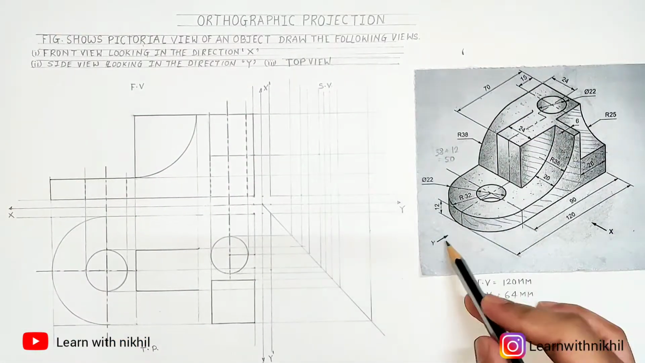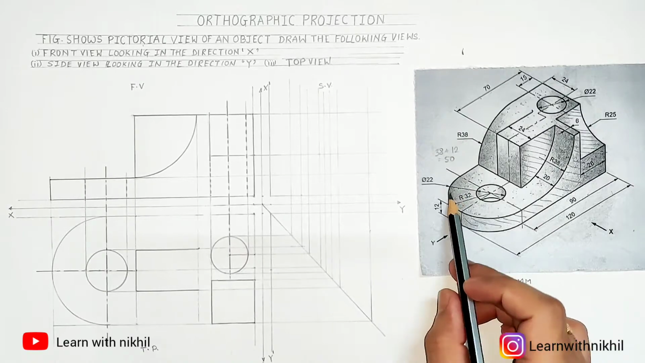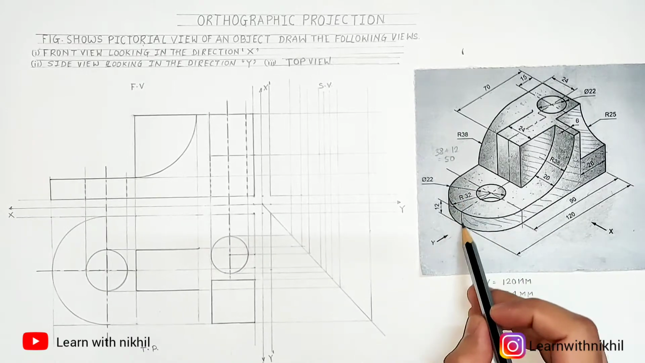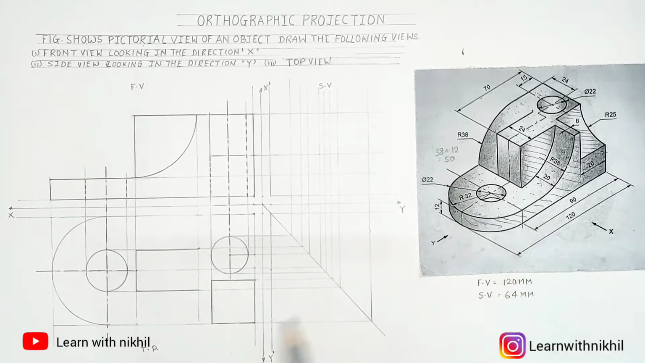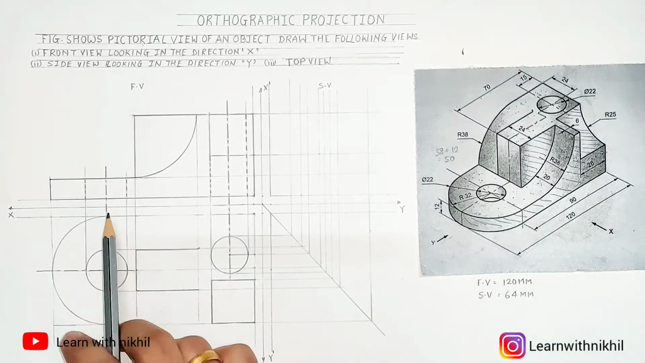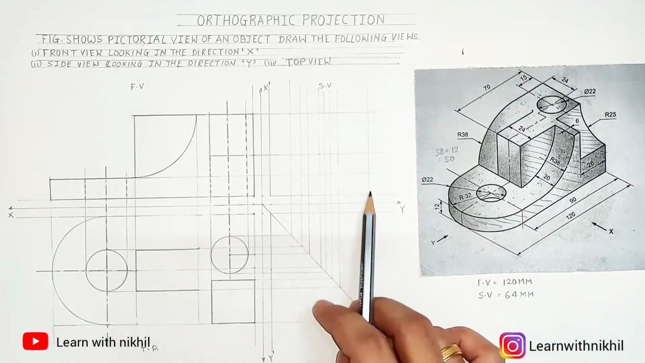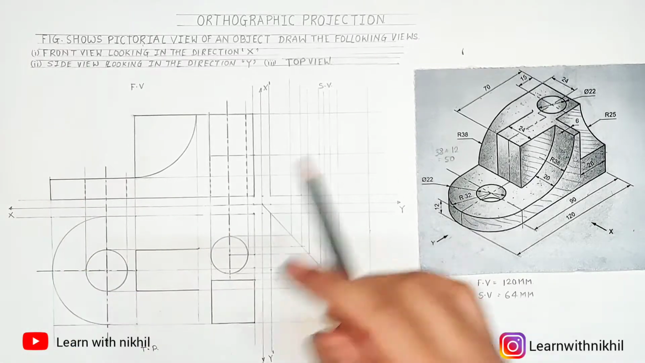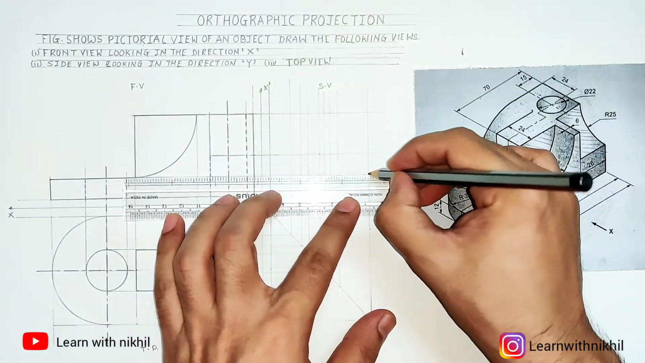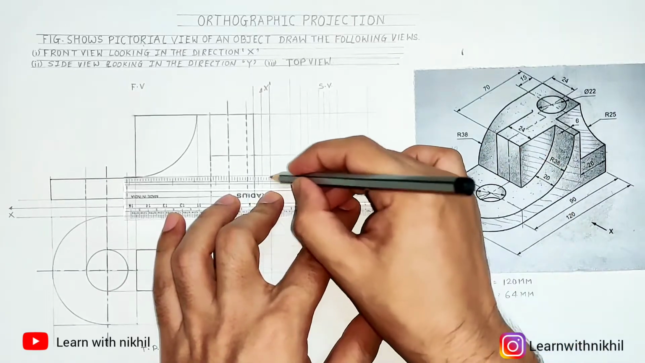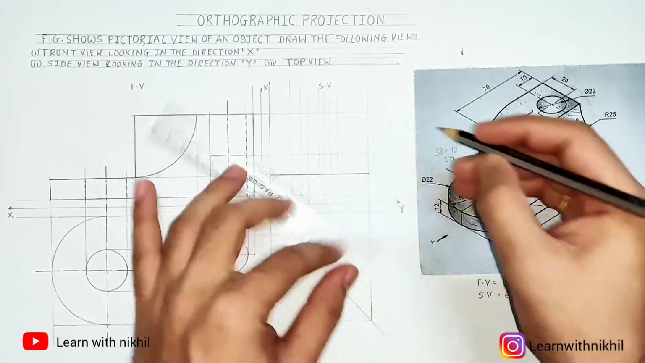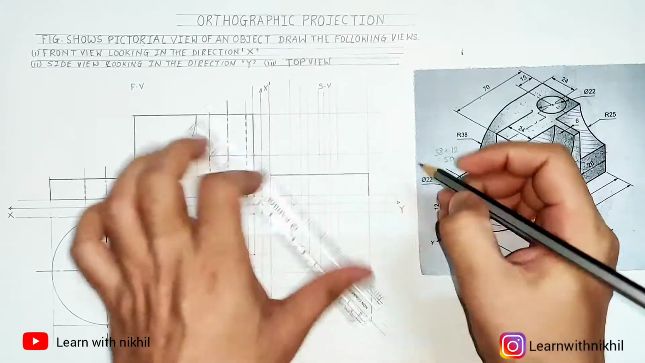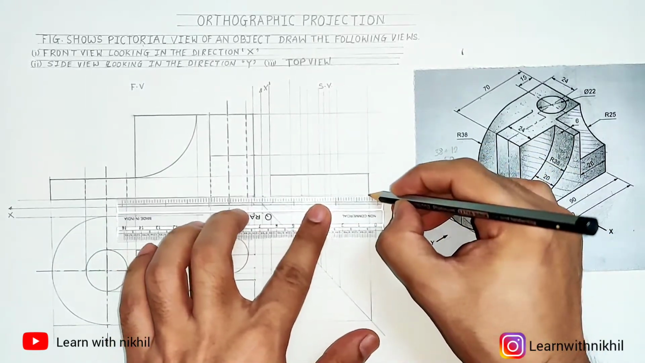Now to draw the side view in the direction Y, this circular part will look like a rectangle from the side view. Its dimensions have already been taken. So this is the dimension from the front side, this will be the height. So it will look like a rectangular box, with width projected from the top view and this height projected from the front view.